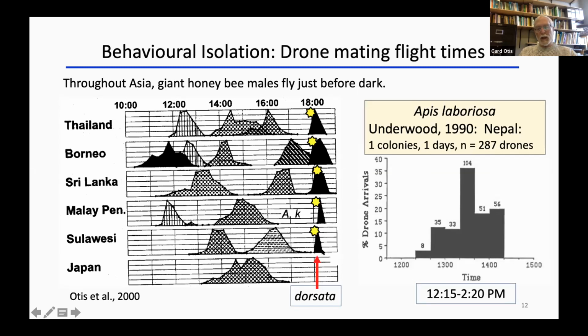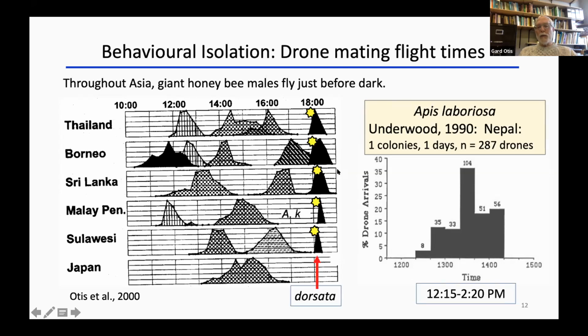Breviligula that also indicates the drones are taking their mating flights at sunset or afterwards. And there's data from southern India and southern Vietnam for Dorsata. So Dorsata seems to be very, very consistent at always taking its mating flight at the end of the day. So what do we know for Laboriosa?